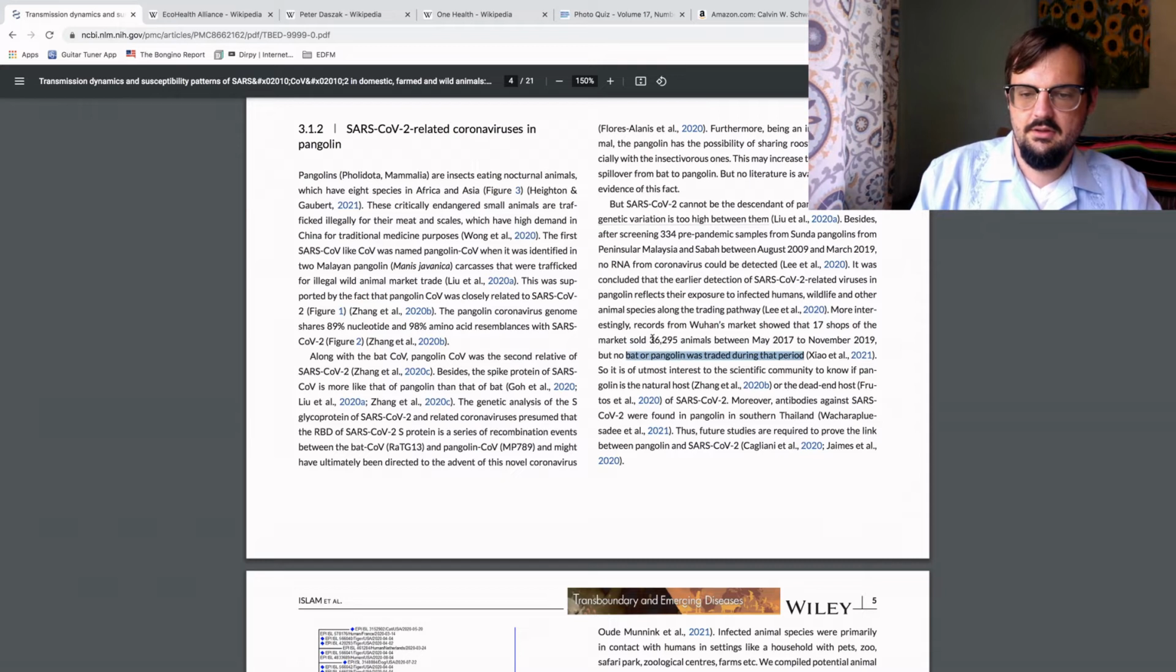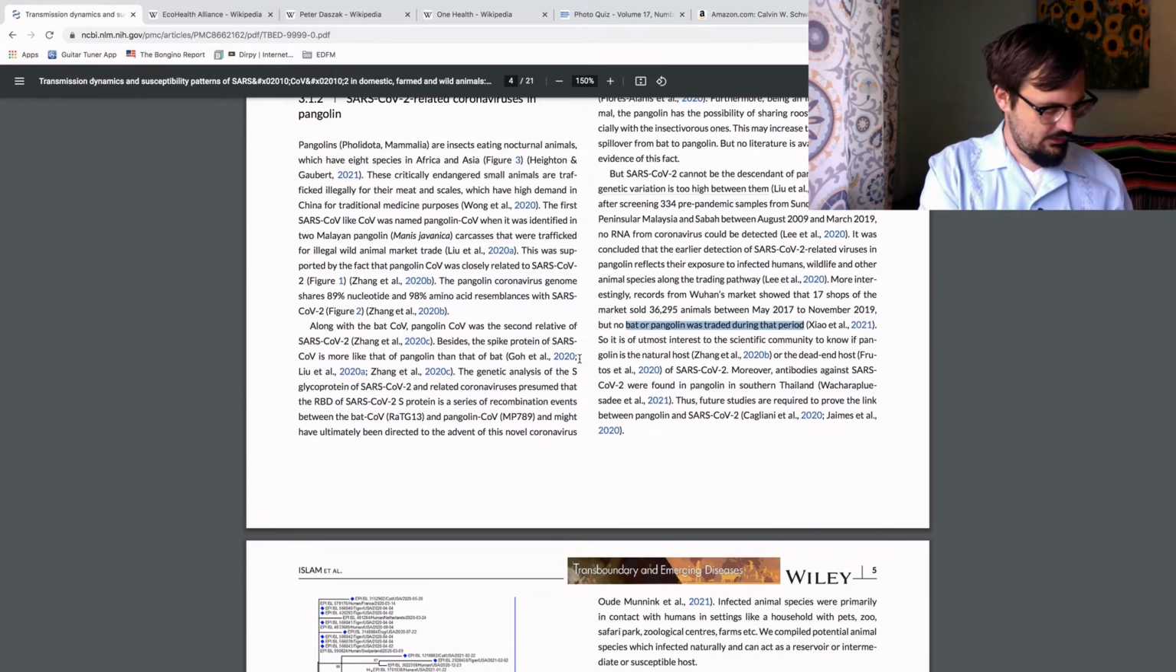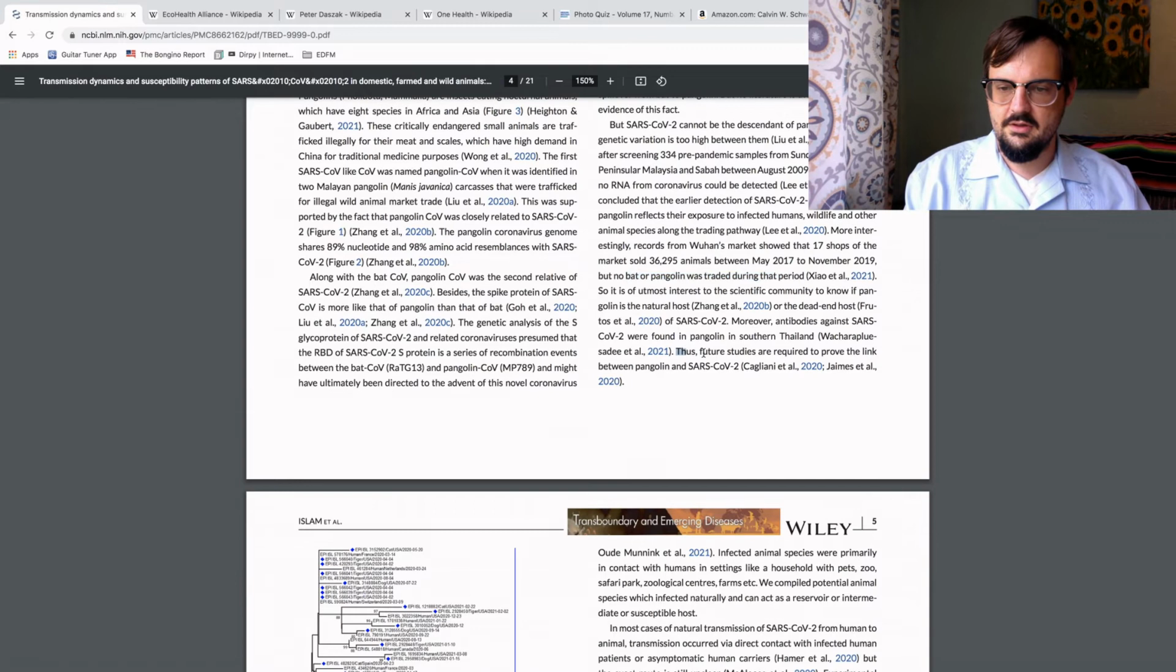So I strongly doubt that records were kept to this degree of accuracy, but you know, that's a pretty big blow for the whole bat origin theory. So we're back to square one. Can't blame it on the bats, can't blame it on the pangolins. That's what this is saying. Future studies are required to prove the link.